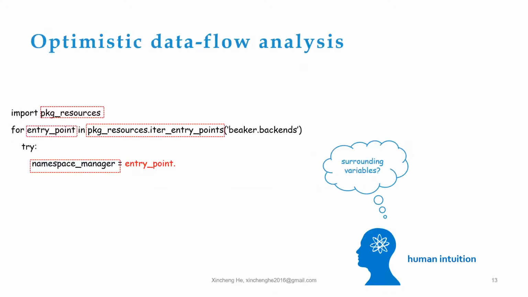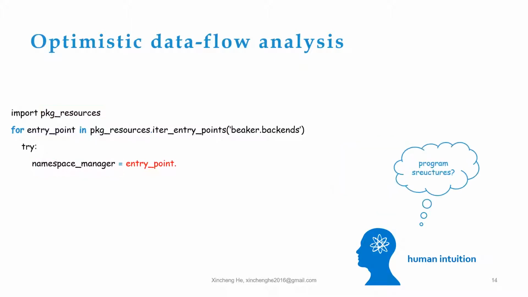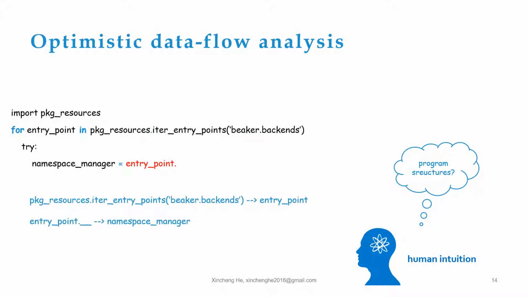such as the variable namespace manager in the same line, the variable entry point, PKG resources, and iterate entry points in the previous context. In addition, humans infer data flow based on program structures. For example, in loop structure, there is a data flow from PKG resources dot iterate entry points to entry point. In the assignment, there is a data flow from entry point to namespace manager.